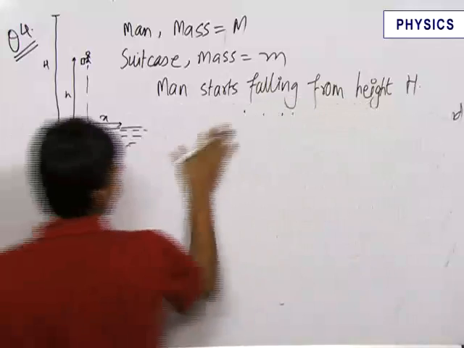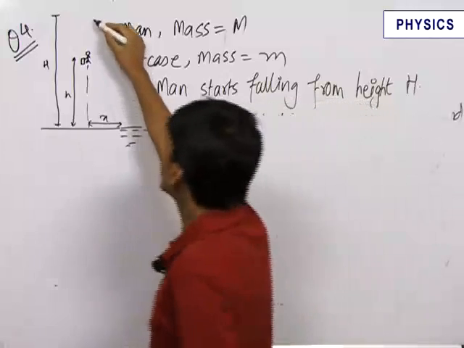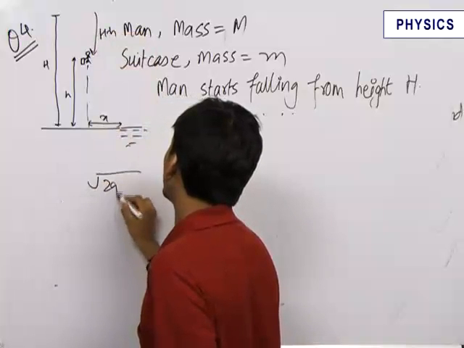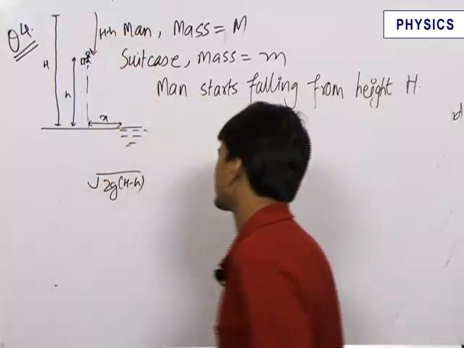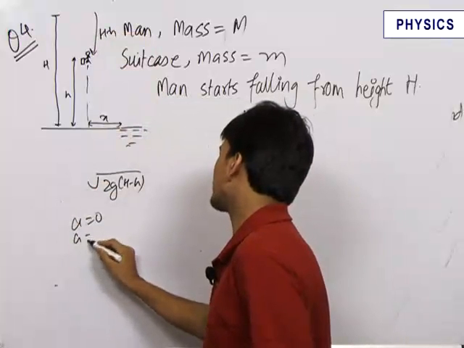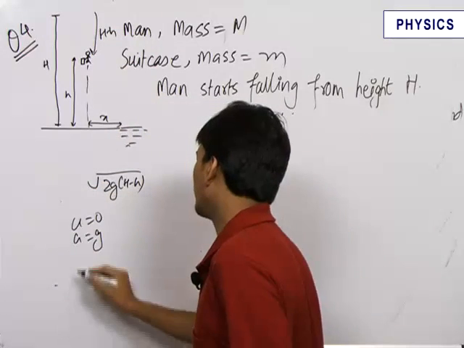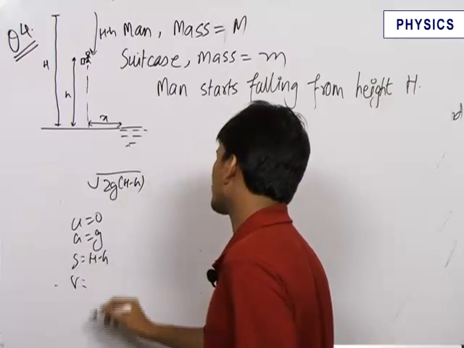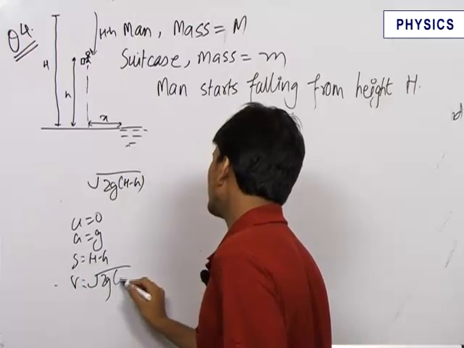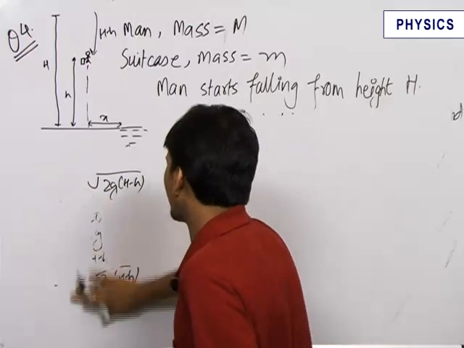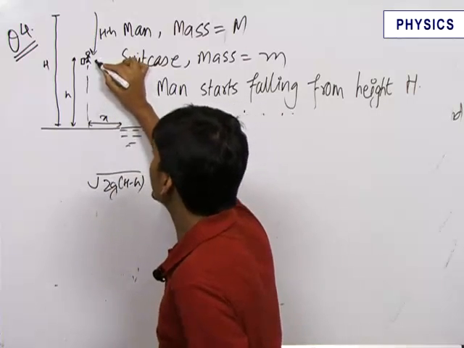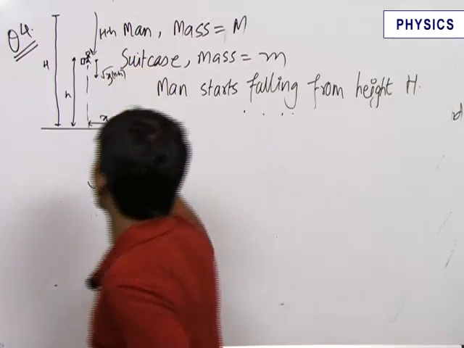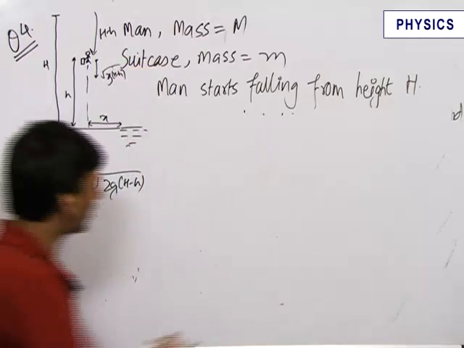For the first part, the man free falls a height H minus h. So we can directly write down its velocity to be root over 2g(H minus h), because initial velocity was 0, acceleration is equal to g and displacement is equal to H minus h. We get the final velocity by v squared is equal to u squared plus 2as to be root over 2g(H minus h). So the velocity at this point of the man is root over 2g into (H minus h).